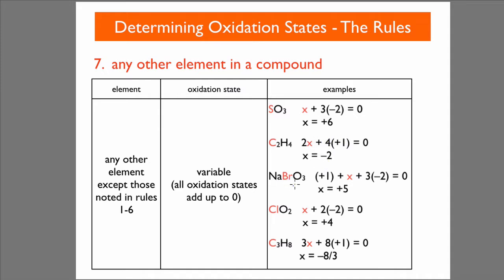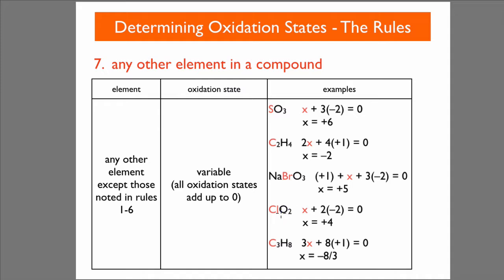Sodium, bromine, and oxygen. A bit more tricky because there are 3 of them. Sodium is in group 1, so we know it's +1 oxidation state. Oxygen we know is -2. There are 3 of them, so 3 times -2 is -6, and +1. Add them together, we get -5. That needs to be balanced to make 0. So -5 and +5. So X is +5.